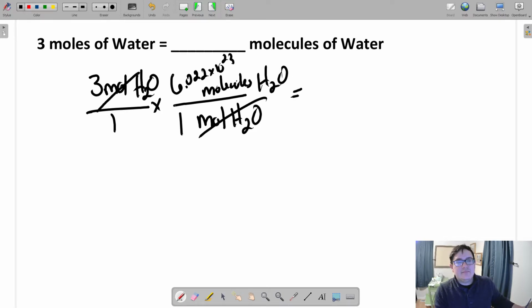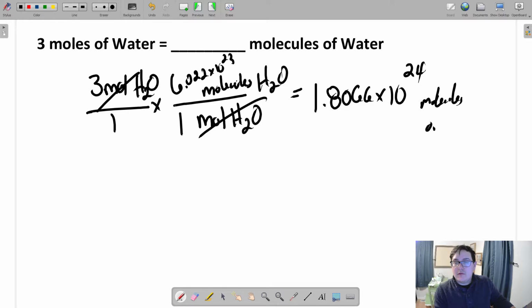These cancel out. And I'm just going to type this in my calculator. Follow along with me. Make sure that you are understanding how to type this in your calculator as well. If not, that's the point where we need to have a conversation on how to help you out. I got 1.8066 times 10 to the 24th molecules of H2O. Okay? All right.